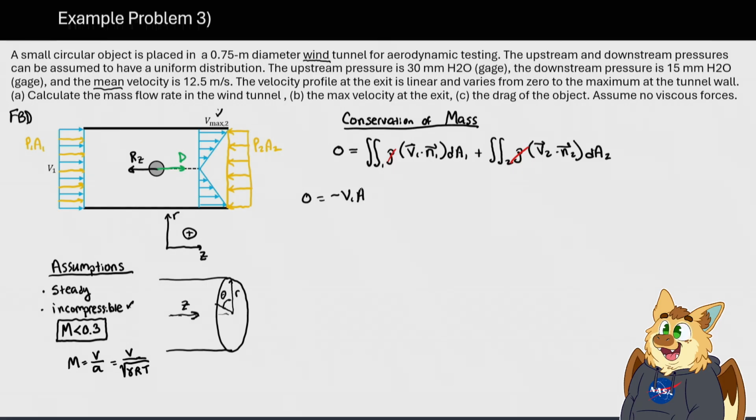And I'm going to write this as, basically, A1 is equal to A2, which I'm just going to say is equal to A, so I don't have to keep writing A1 versus A2, etc. So I'm just going to write this as A for now. And then for our second control surface here, we're going to have the double integral of, this is going to be outflow, so we're going to have a positive V2 here. This will be V2 times dA.